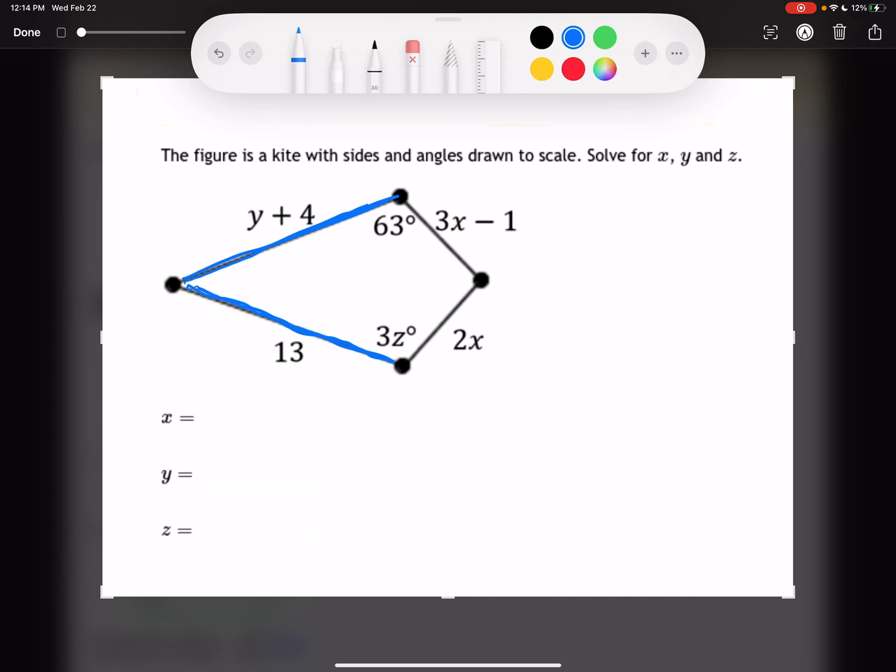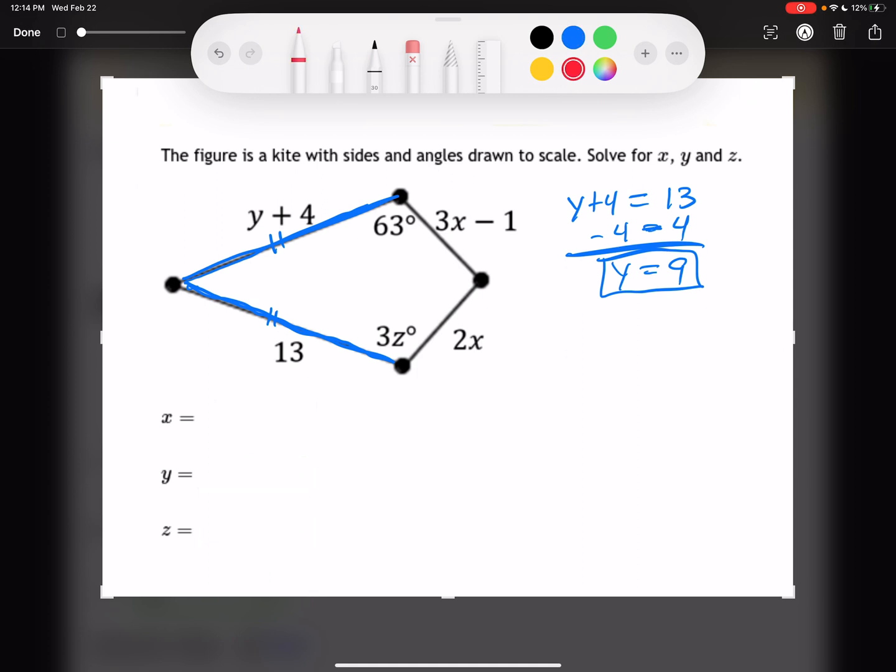So my eyes jump to that right away, and I'm going to say that this side equals this side right here. So we'll write an equation with the y part first. So I've got y plus 4 equals 13. If I finish solving that for y, I'm going to subtract 4 from both sides, and then I'll finally have y equals 9. Hopefully that's not too hard to see.